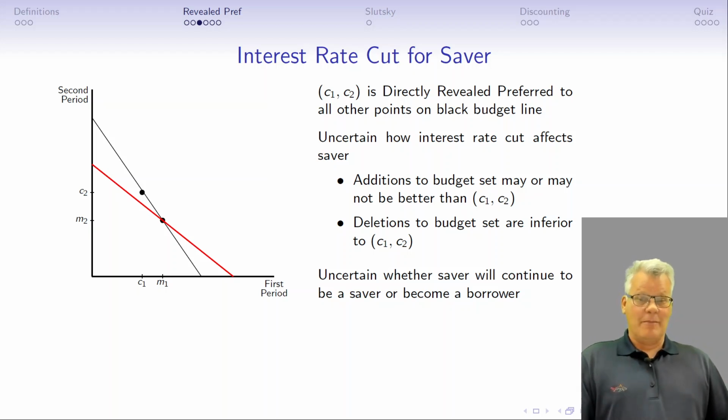The deletions from the budget set, so that would be the triangle to the northwest of M1, M2, right? Those deletions are inferior to C1, C2, right? Because C1, C2 was directly revealed preferred to those choices. So the deletions are worse, the additions may be better, they may be worse, we don't know. So taken together, that means we're uncertain how this interest rate cut affects the well-being of the saver.